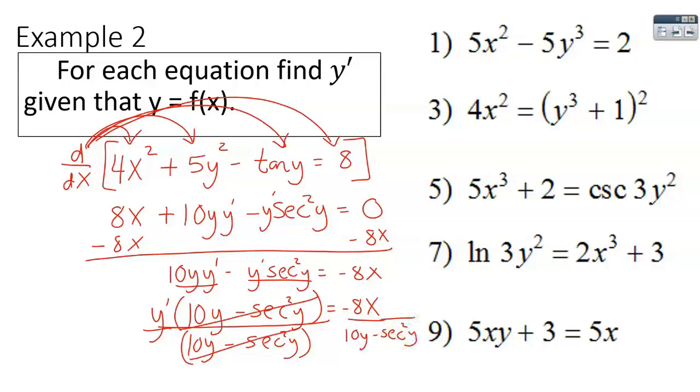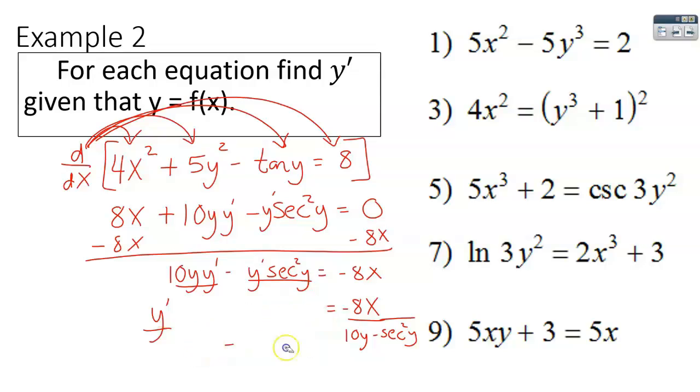And there's my answer. So y prime is equal to, let me erase all this stuff so it's not in my way. I don't know if it'll let me erase it, but there you go. Y prime is equal to negative 8x over 10y minus secant squared y. Now, here's something that's a little weird. On a multiple choice test, you may not see this answer, but you may see another answer that's a lot like it. Okay, you may see this instead.